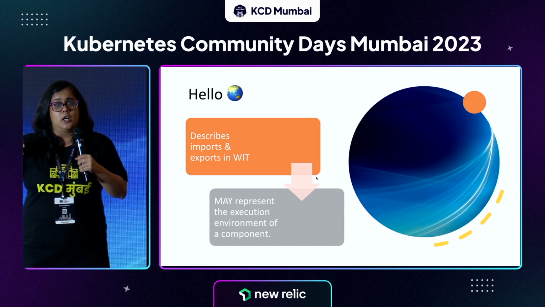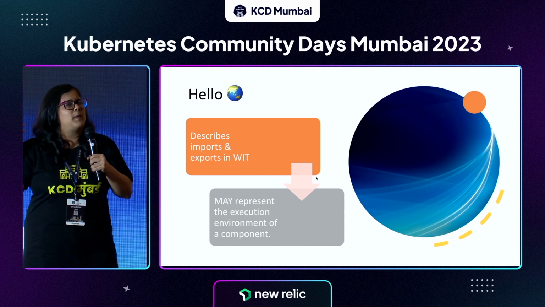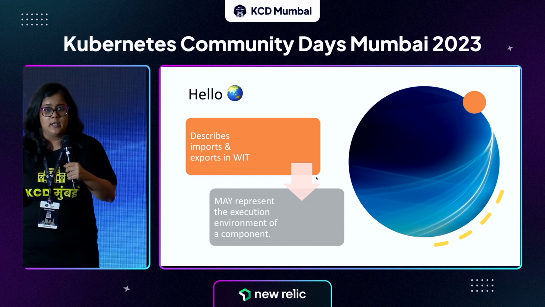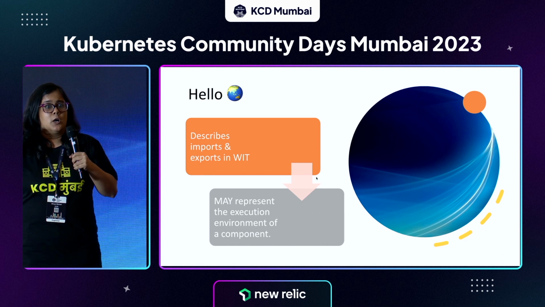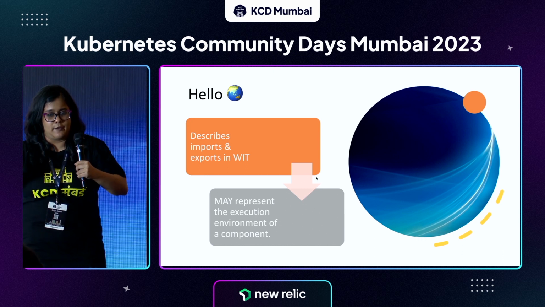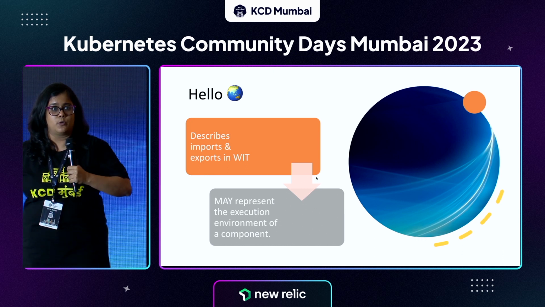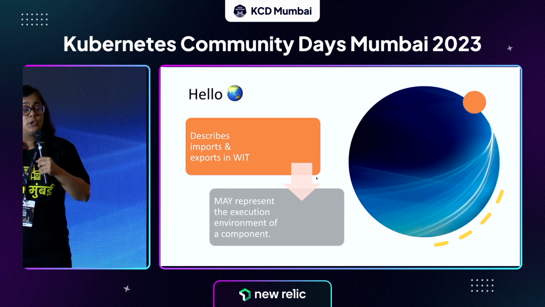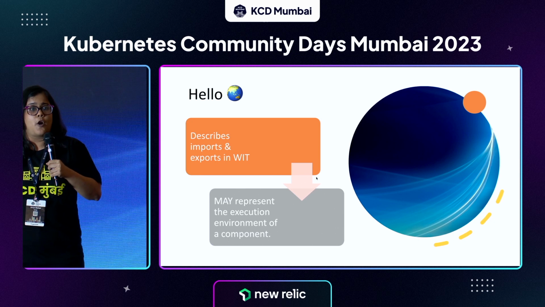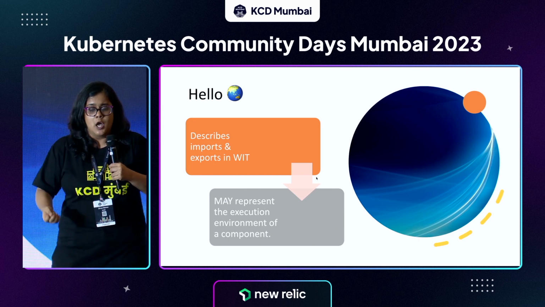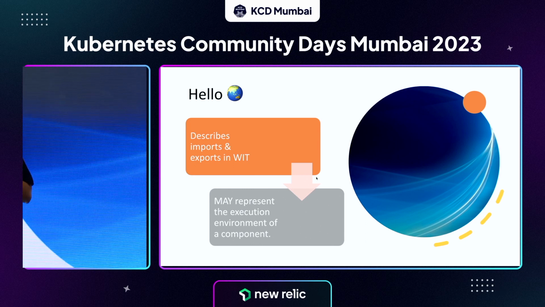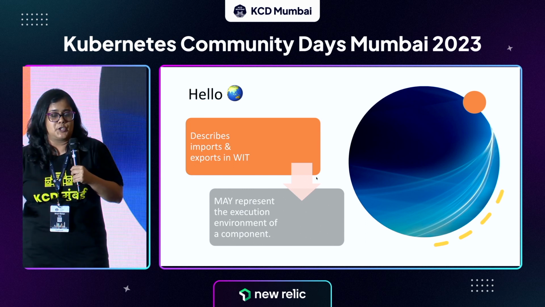The world, I wouldn't call it a feature, but the definition of a world within the component model essentially is literally the definition of the inputs and exports of that component that you are writing in a format known as WIT. And this essentially represents the execution environment of the component that you just created.